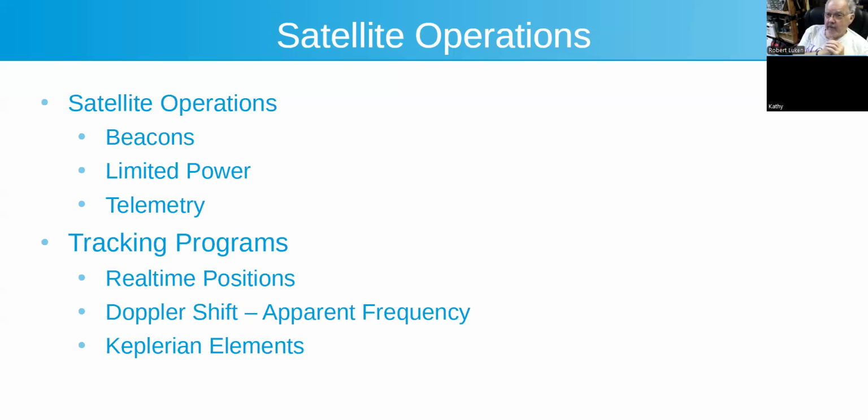Most satellites have what we call a beacon, where they send down telemetry with health and status information of the satellite. In most cases, it's sent as Morse code at like 18 words a minute.